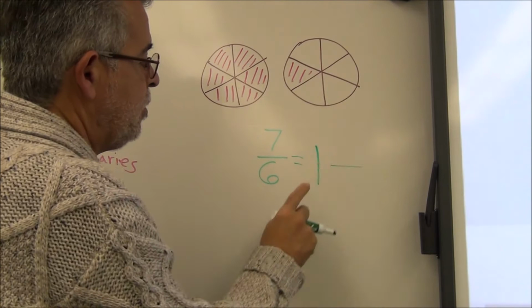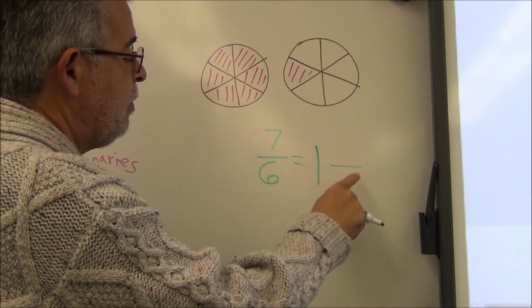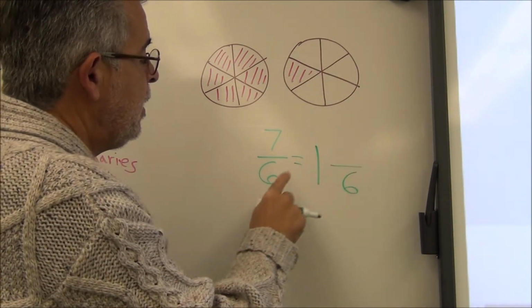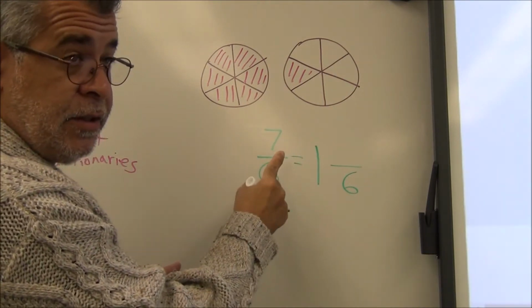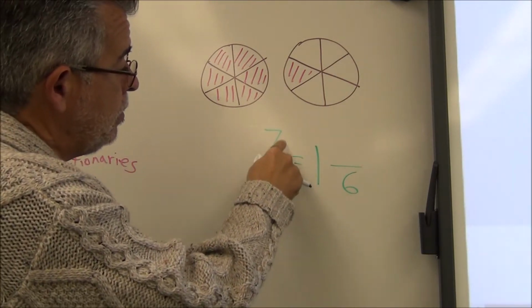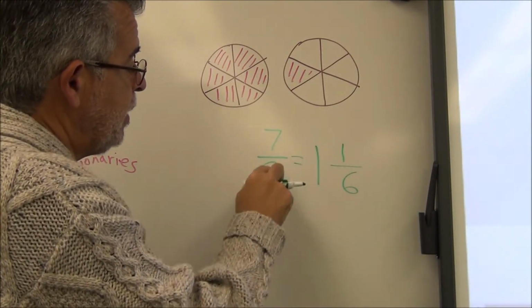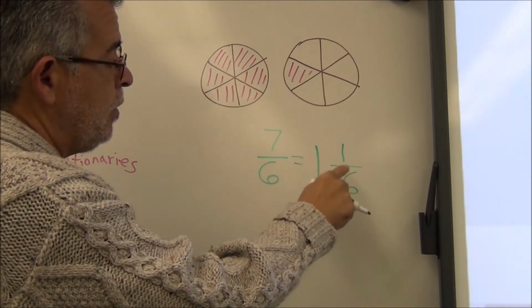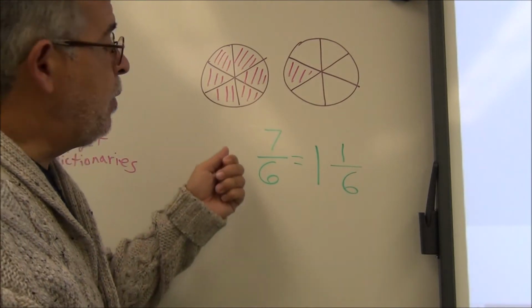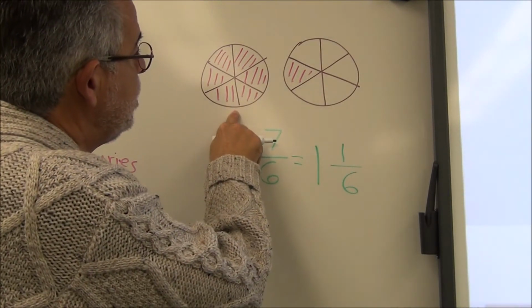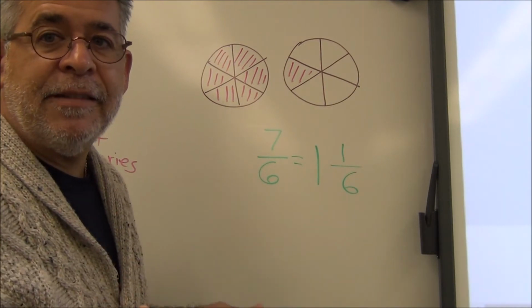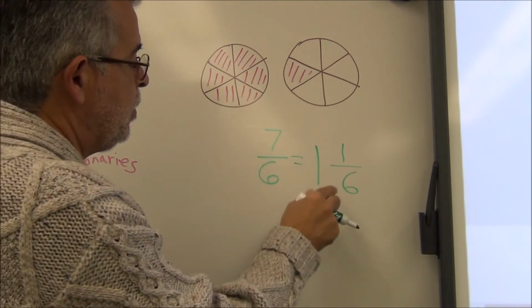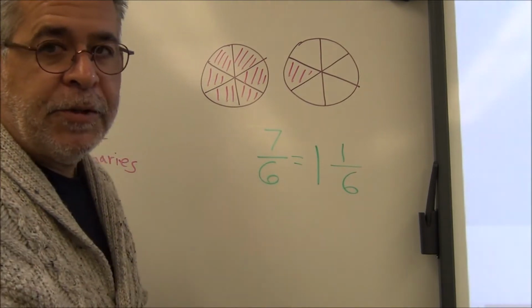Then comes the fraction part. That's a whole number. Now we have a fraction. My denominator stays the same. If I can get 6 out of 7 one time, then I do 1 times 6, which is 6. My remainder would be 1, because 7 minus 6 is 1. 1 and 1/6. If you look at my pizzas over here, there's 1 whole, and there's 1 out of 6, showing that they are exactly the same amount. But this one's written properly. This is an improper fraction.